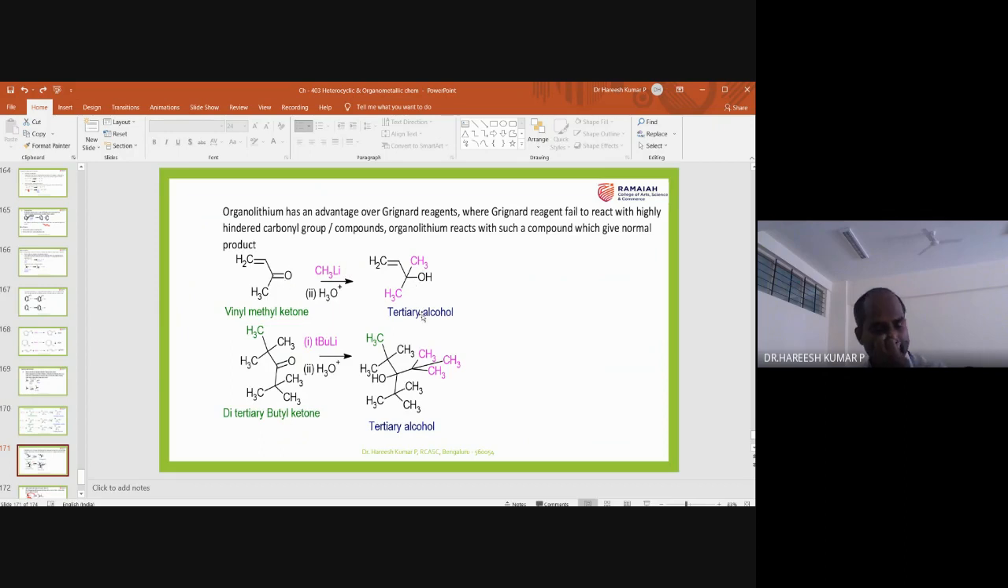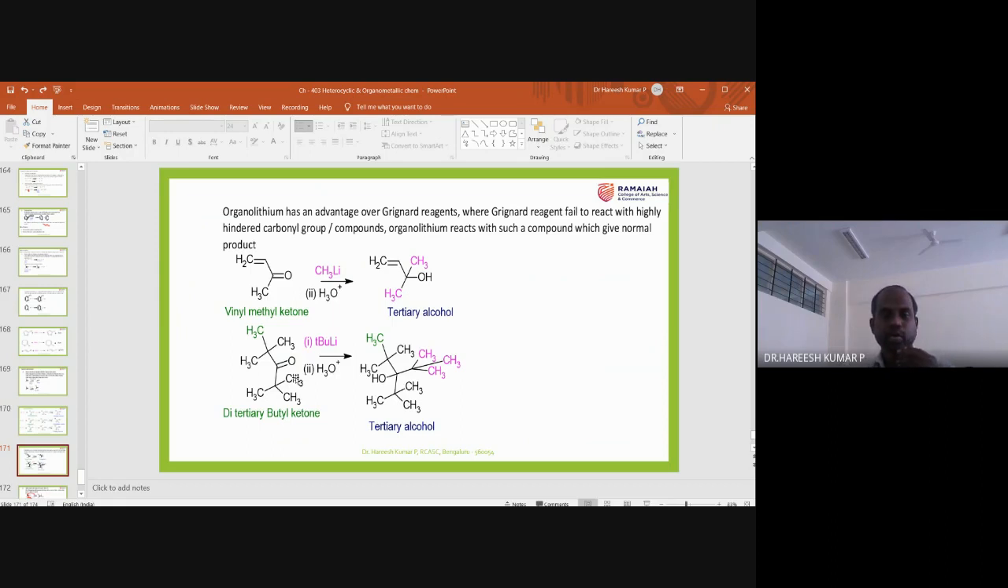Similarly, here I am taking this. You know that this is a tertiary butyl group, and this is also a tertiary butyl group. So what is the name of this compound? Ditertiary butyl ketone, which is a hindered ketone. In this case, if we use a Grignard reagent, there will be no reaction. A ditertiary butyl ketone does not react with the Grignard reagent because of steric hindrance.